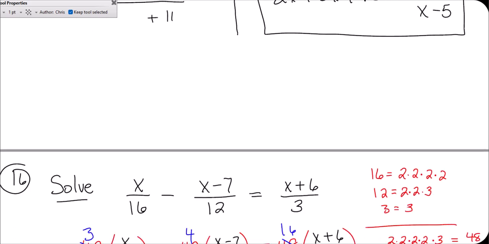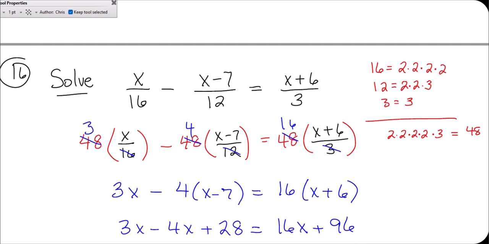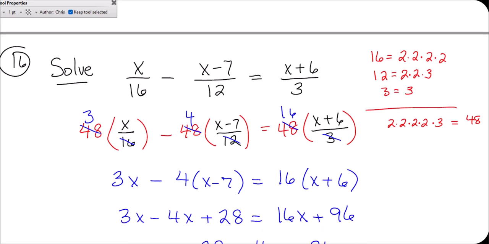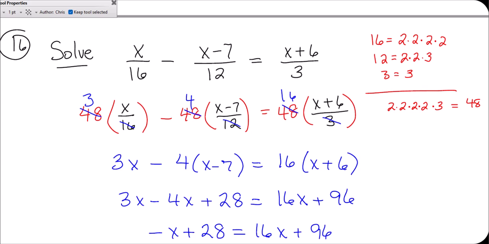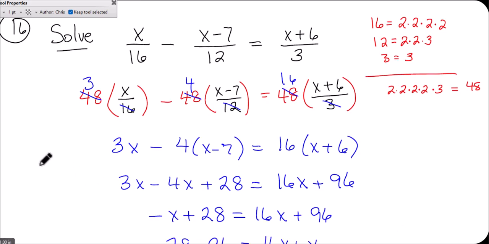Let's see, question 16. We have an equation to solve. We have fractions. And so I want to get rid of those fractions. I want to get rid of the 16, the 12, and the 3. I want to multiply by something. But the question is what? What would I multiply by that will cause all 3 to cancel?